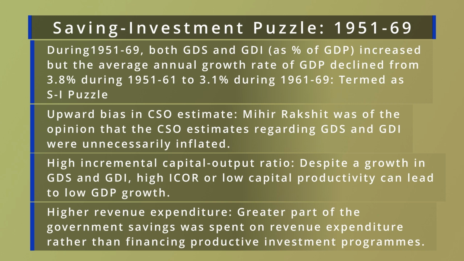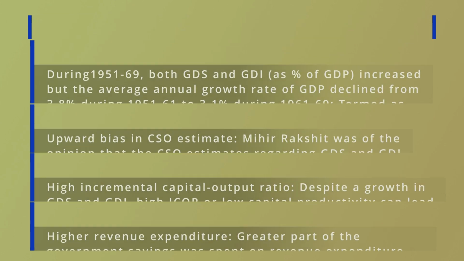Or, as I have already pointed out, the higher revenue expenditure by the government may be another reason for this saving investment puzzle. And we also observed this type of puzzle during 1974 to 1985. Here the puzzle is just a bit different.